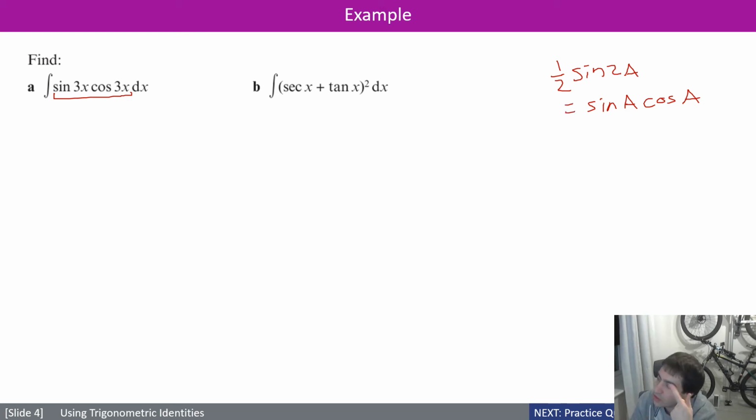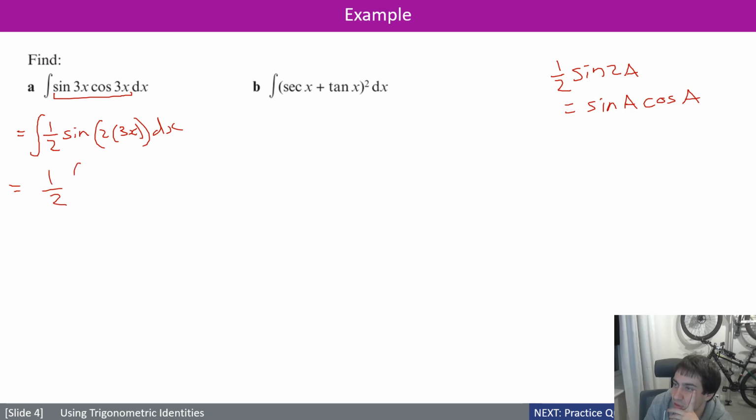I can integrate sine 2A, so that means I can now integrate sine A cos A. So let's rewrite this. This is the integral of a half sine of what now? Well, the A is 3x, so that's going to be half of sine of 2 times 3x. So let's just write it in full actually. So it's 2 times 3x. And to make that a bit simpler, I'm again going to take the half on the outside out. And this just becomes sine of 6x dx.